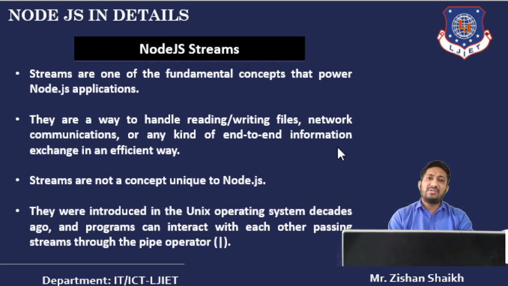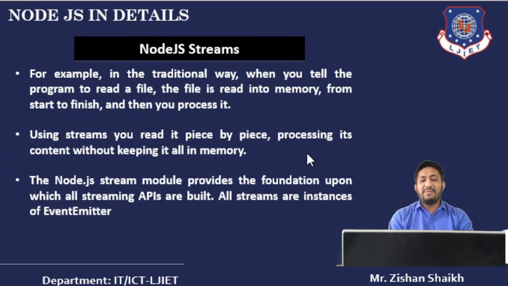So what happened in Unix? If you want to use the concept of a stream, we use the pipe operator, and the same concept is used by Node.js. For example, in the traditional way, when you tell the program to read a file, that file is read into memory from start to finish, and then you process it. So first, the file is read into memory, that is step number 1. In step number 2, you read from that memory. The communication speed is efficient if and only if your file size is small.